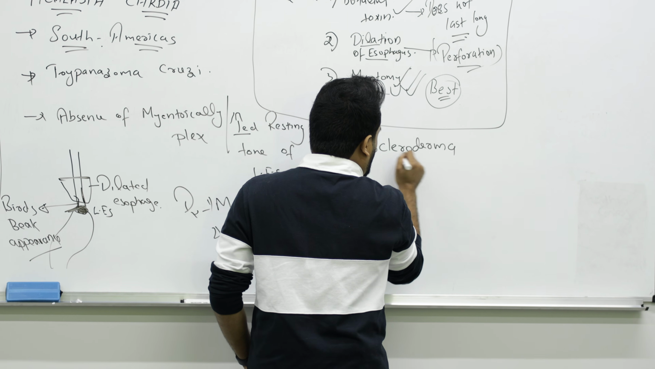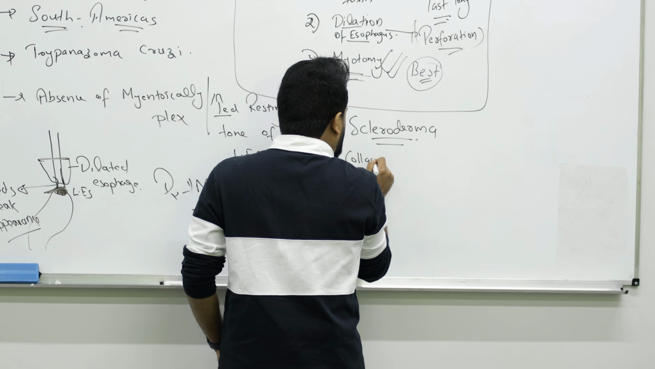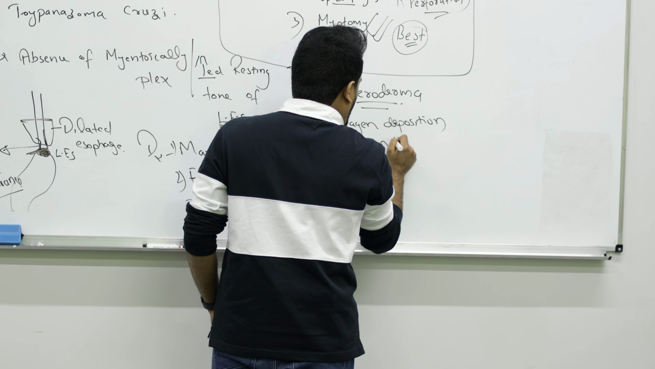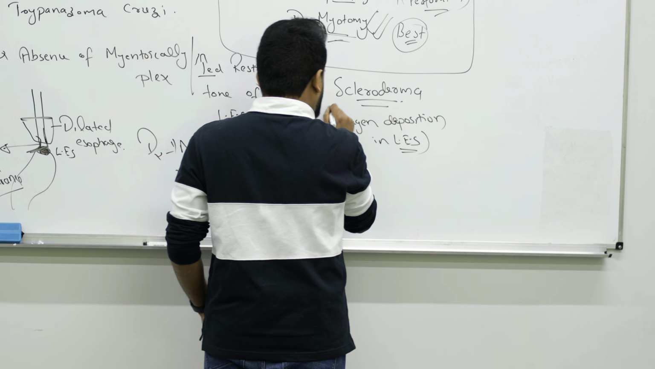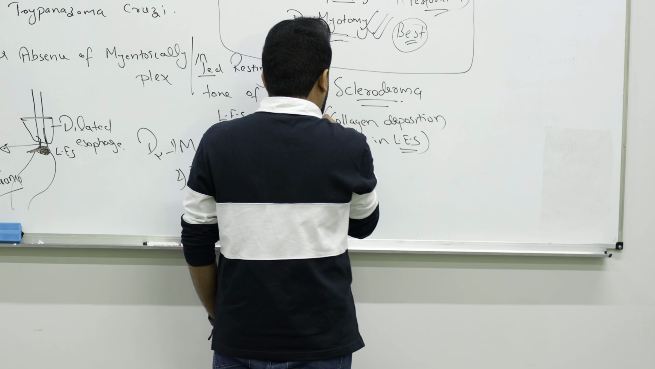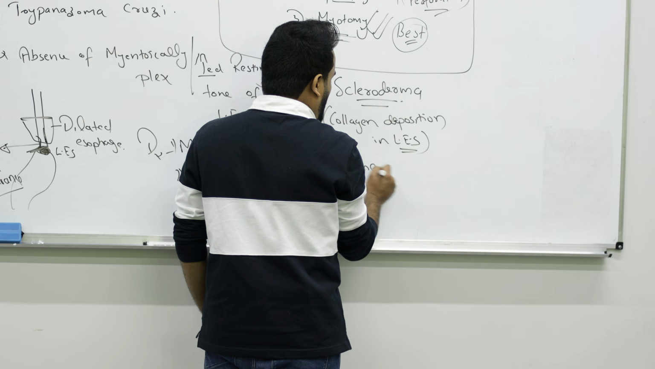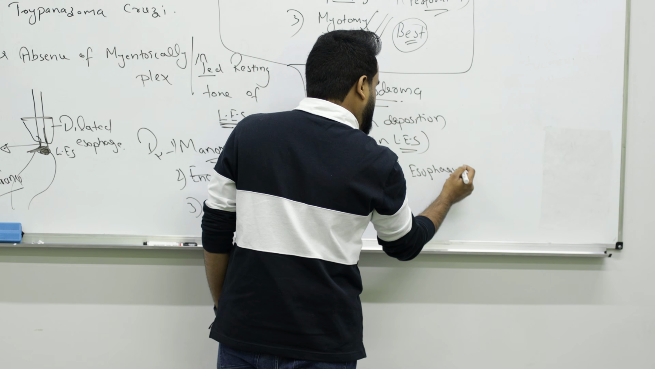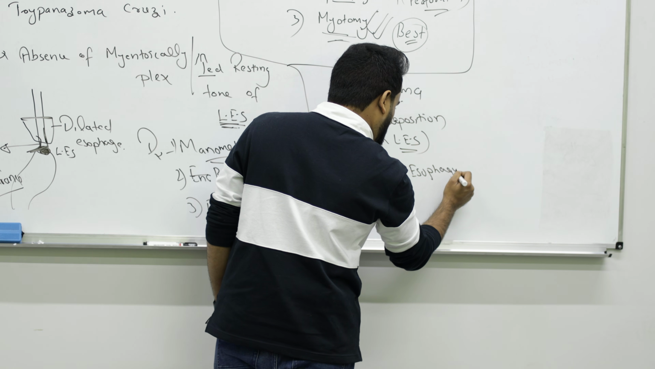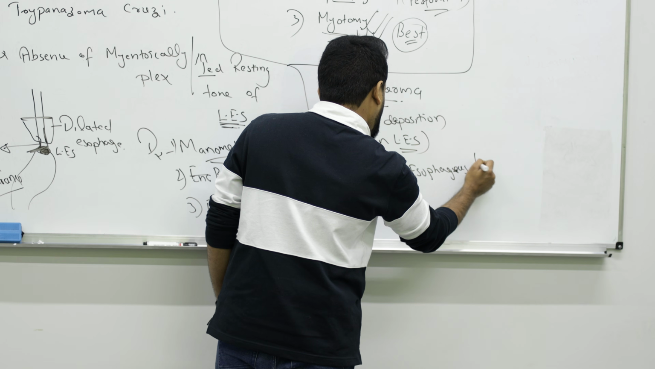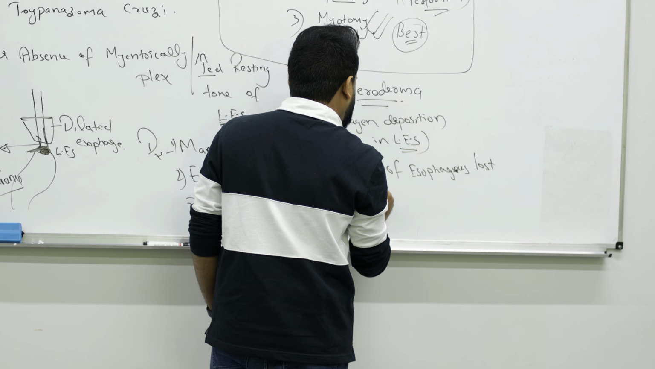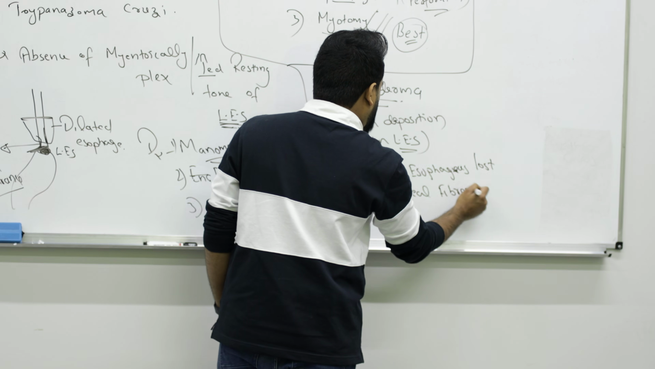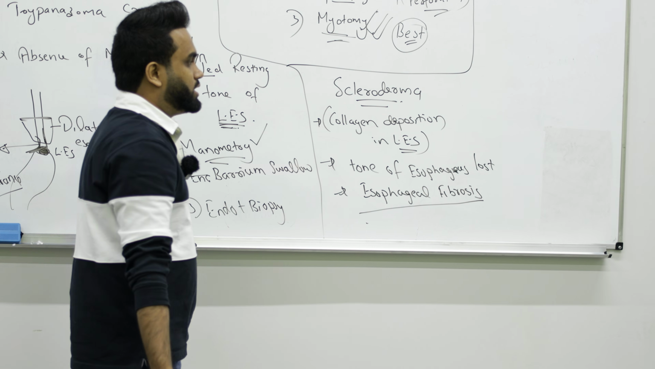Next one, we already talked here before, a disease that will cause problems in swallowing food, scleroderma. You remember, there will be collagen deposition in the lower esophageal sphincter or esophagus. As a result of what? The tone of the esophagus will be lost. So esophageal dysmotility, or we call it esophageal fibrosis. What is happening? This collagen will deposit along the esophagus.